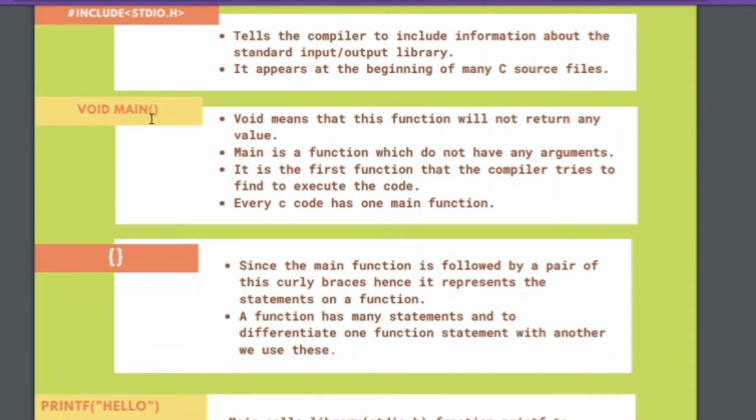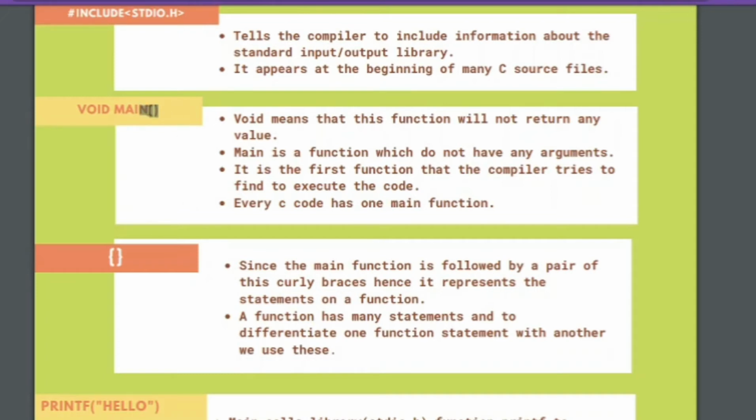Then we have the void main function that we have written. Void is to tell the compiler that the function will not return any value. Just remember it: void means no value will be returned. If we wrote anything else except void, like int, it has to have a return statement. Then we have the main function. The main function is the first function that the compiler tries to find whenever it is compiling the code. It is the first function whose statements will be executed and given precedence over other functions.